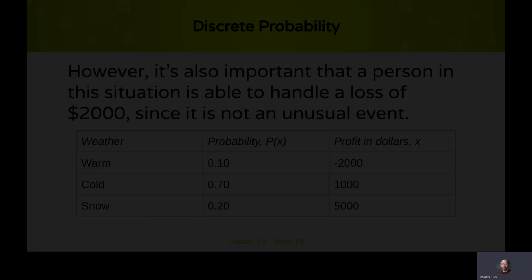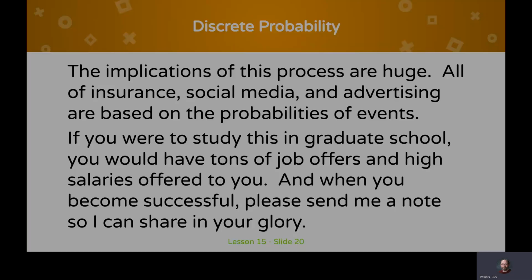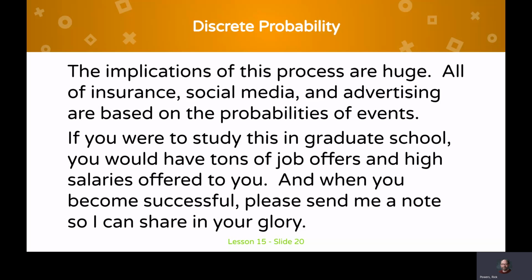However, it's also important that a person in this situation is able to handle a loss of $2,000, since it's not an unusual event. The implications of this process are huge. All of insurance, social media, and advertising are based on the probabilities of events.